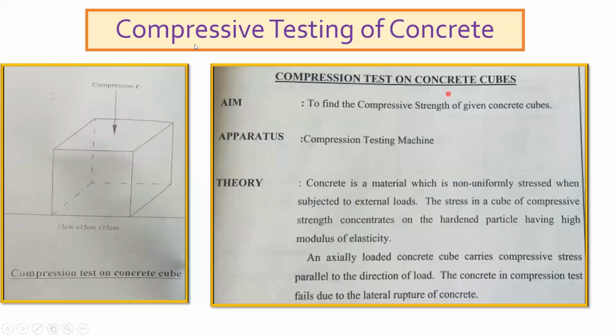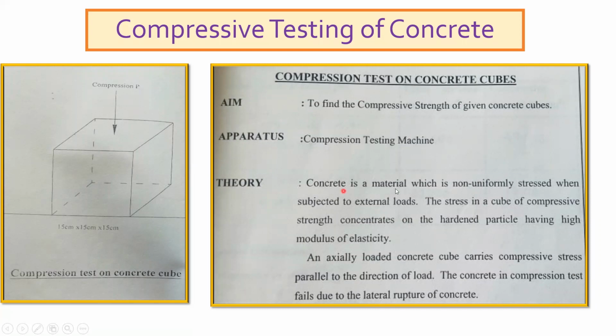So coming to the compressive testing of concrete, the aim is to find the compressive strength of given concrete cubes. Why do we find the compressive strength? Because we know that concrete is strong in compression and it is weak in tension. So if concrete is strong in compression, how much compressive load it is able to take decides the grade and the strength of my concrete. That is the reason we do this test. For apparatus, we require a compressive testing machine, the molds and other things, which we'll try to see.